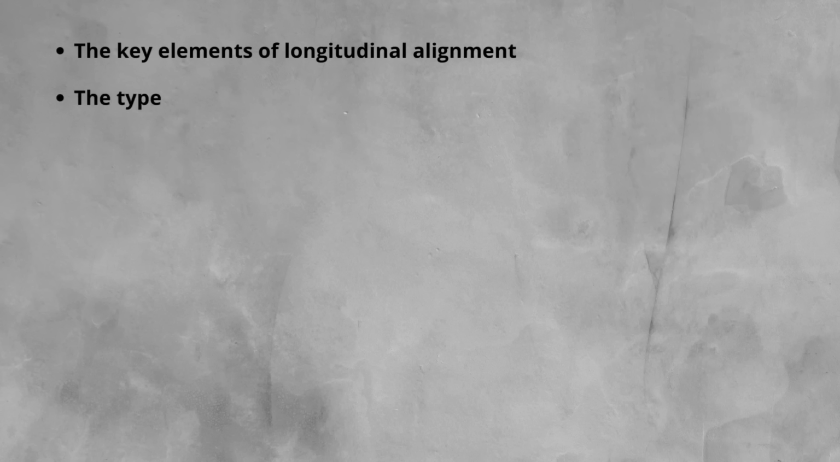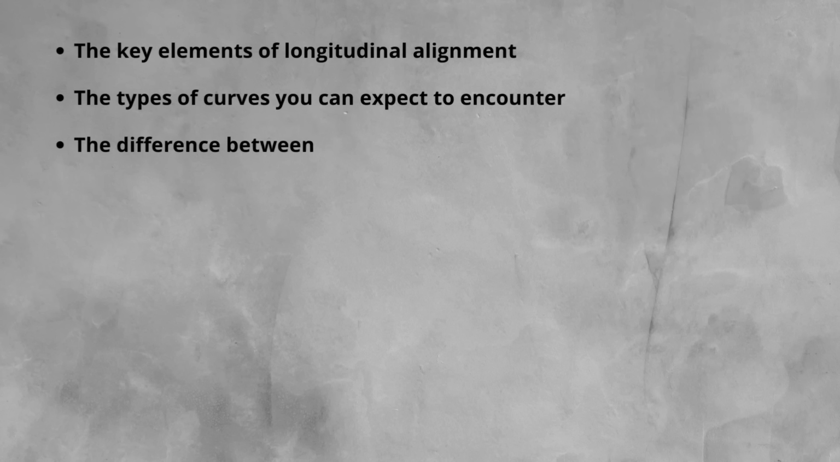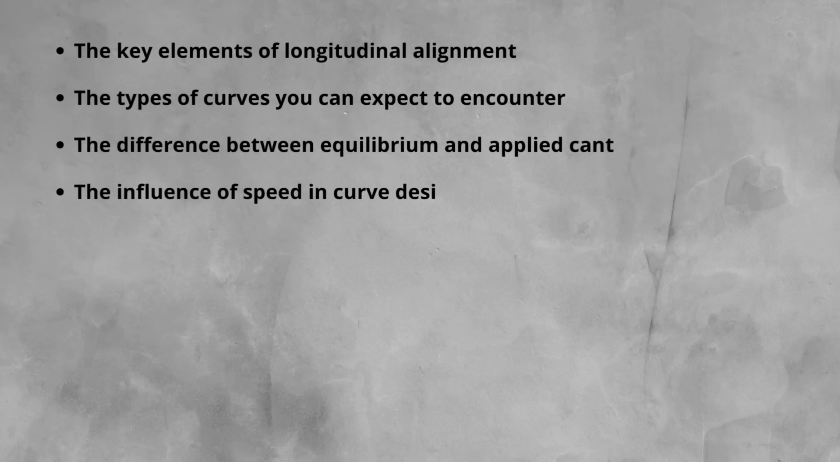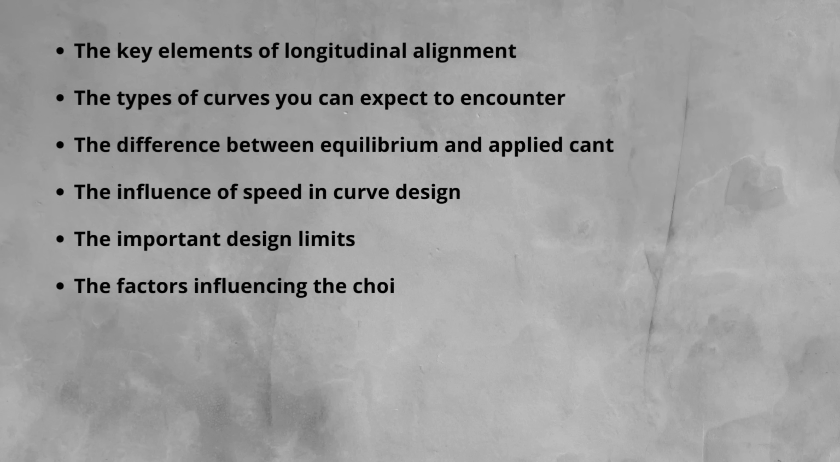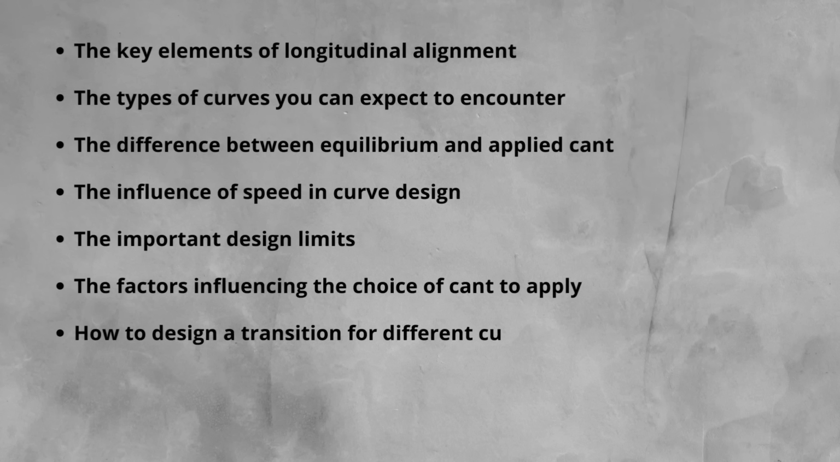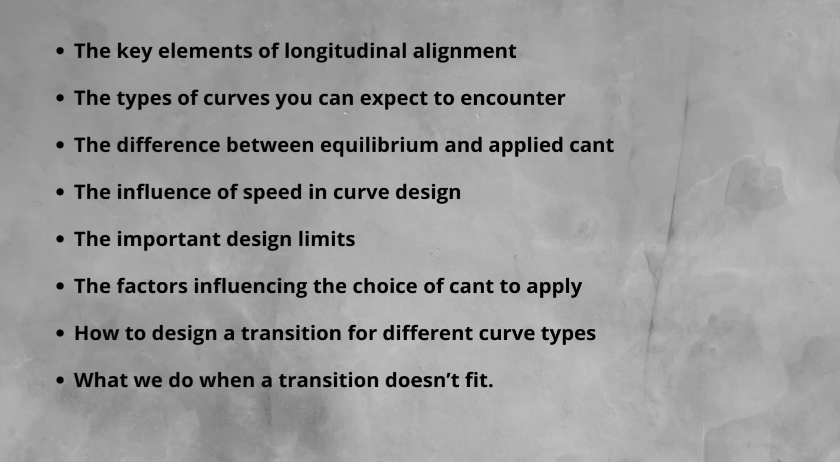You can expect to learn the key elements of longitudinal alignment, the types of curves you can expect to encounter, the difference between equilibrium and applied cant, the influence of speed in curve design, the important design limits, the factors influencing the choice of cant to apply, how to design a transition for different curve types, and finally what we do when a transition doesn't fit. You can see this is a jam-packed video full of great information, so let's get started.